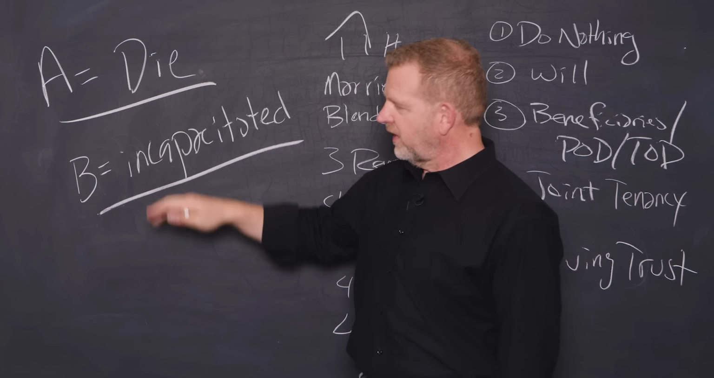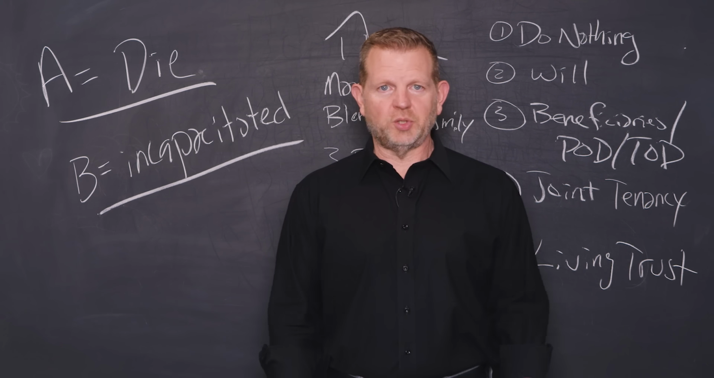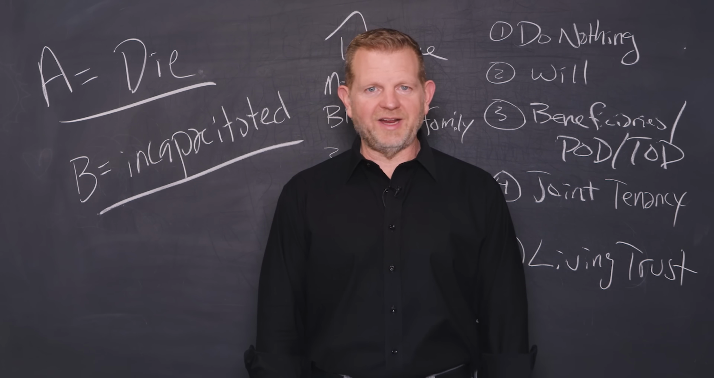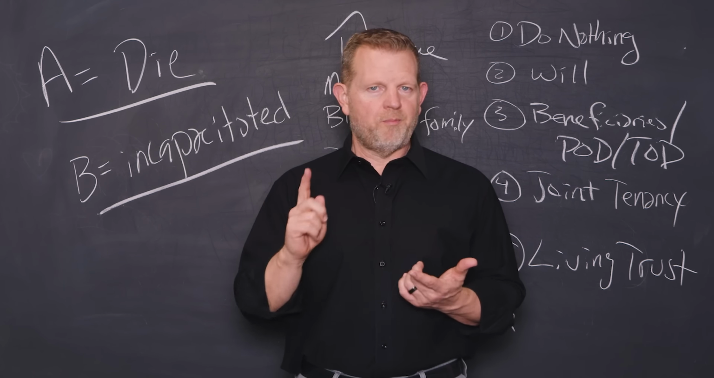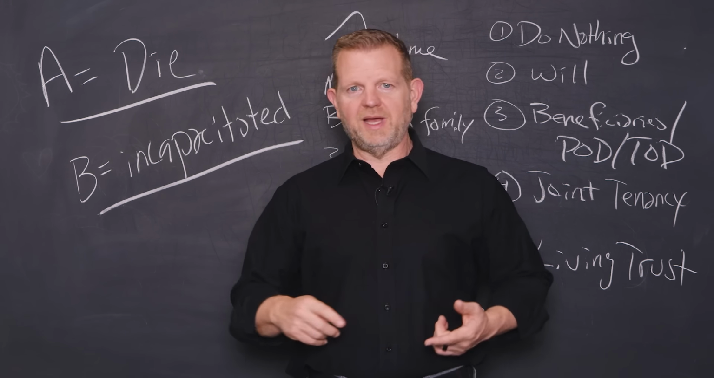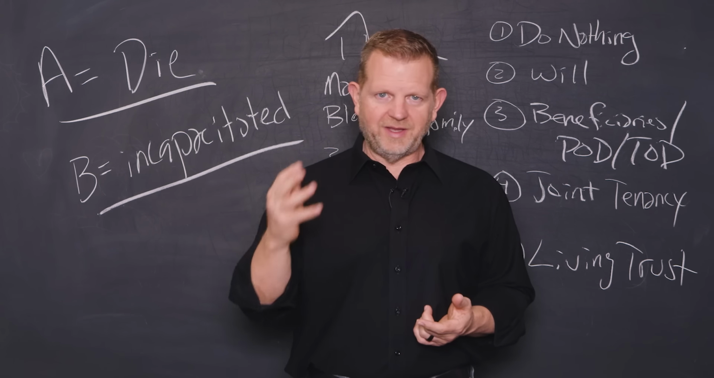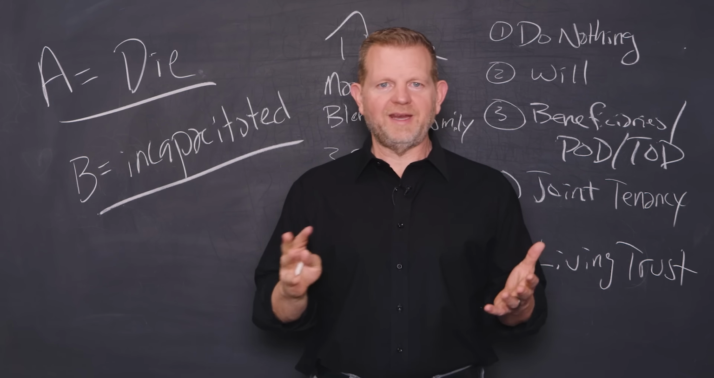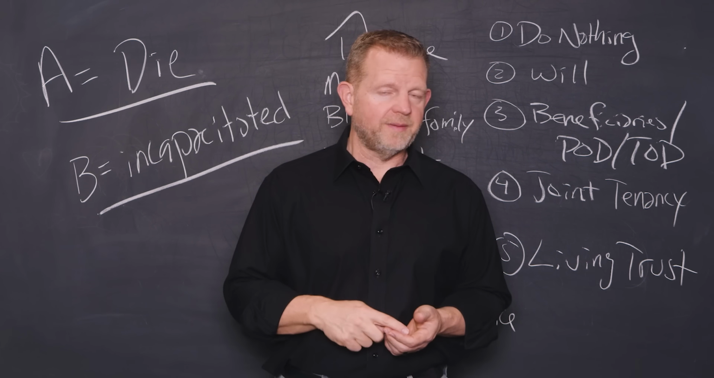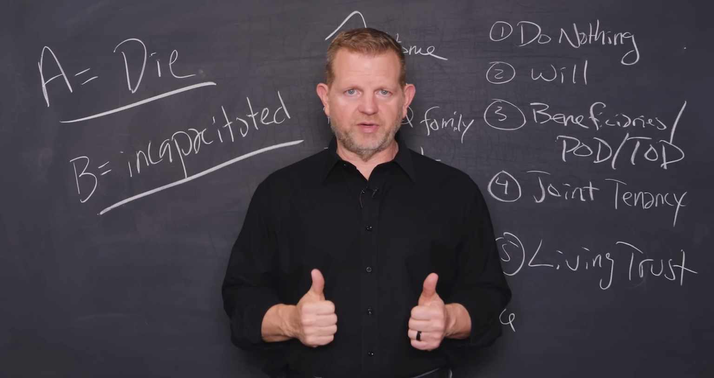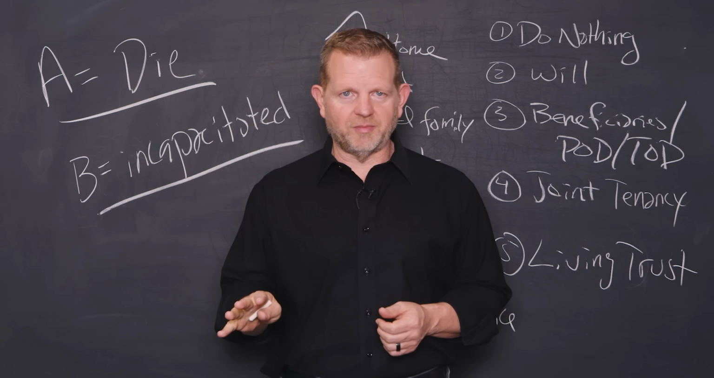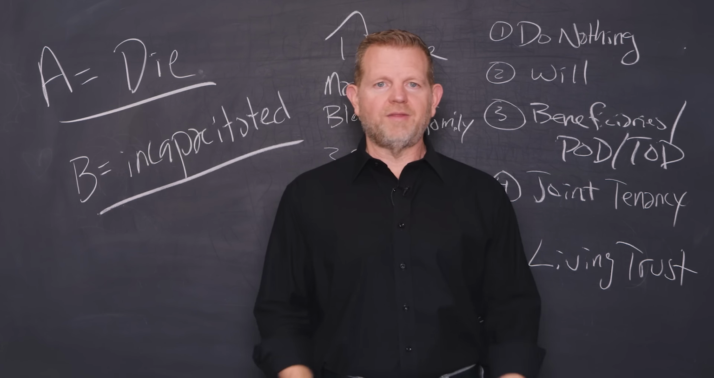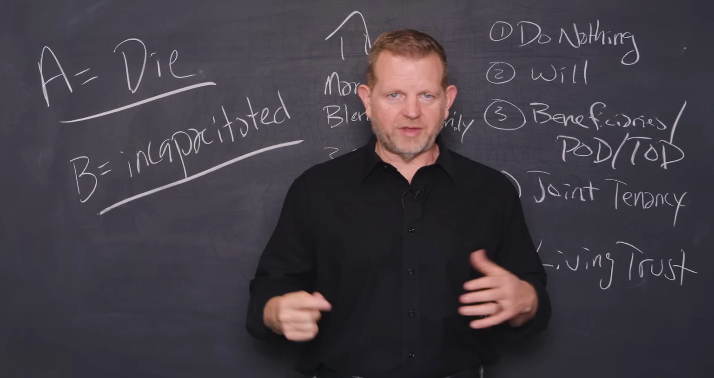Let's go to B. You're incapacitated. Joint tenancy doesn't do anything. It is not an incapacitation plan. Banks and title companies will still ask, who has authority to act for the incapacitated owner? Whoops. So joint tenancy can reduce probate, but it can actually increase risk. It's often a blunt instrument when you need a precise tool.